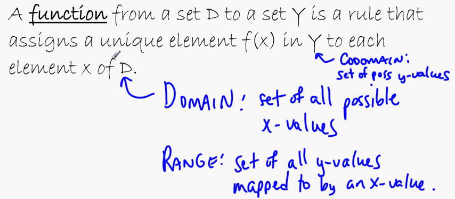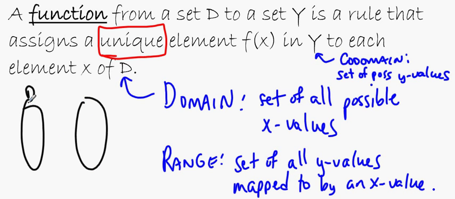And a hugely big word in the definition is the idea of uniqueness. When we send x's to y's, we do so in a unique way. So if here's my domain and here's my codomain, if I have 2 points in the domain and 2 in the range, it's okay to send both x's to the same y. That's legit. It is not okay to send one x to 2 different y's. That is not okay.